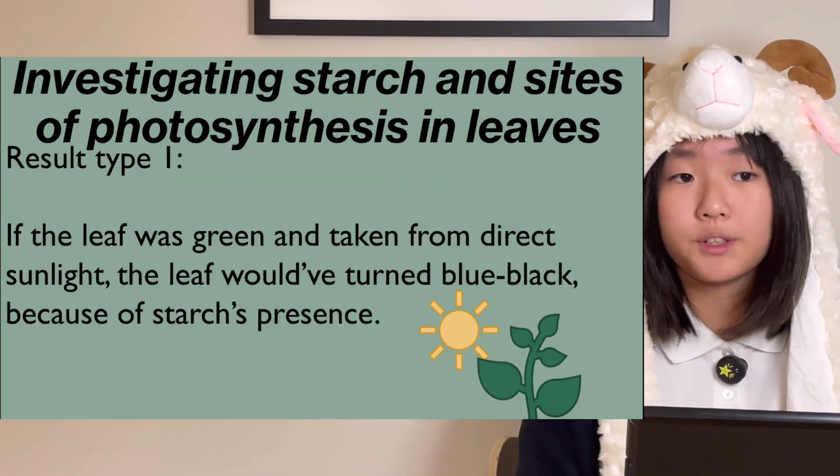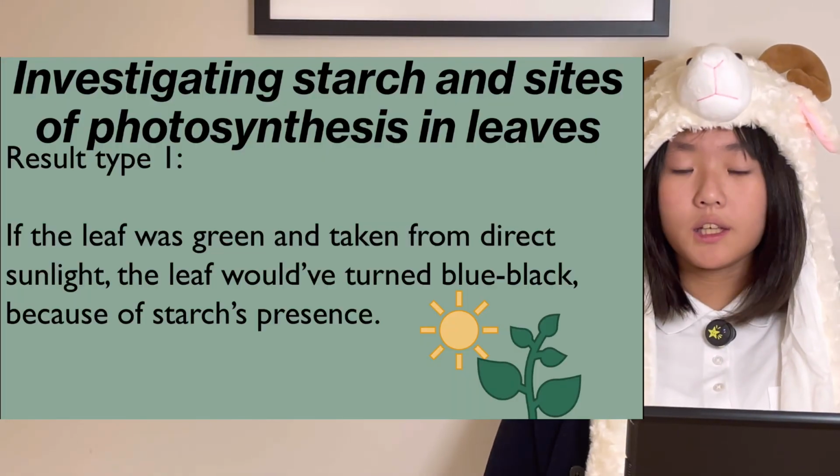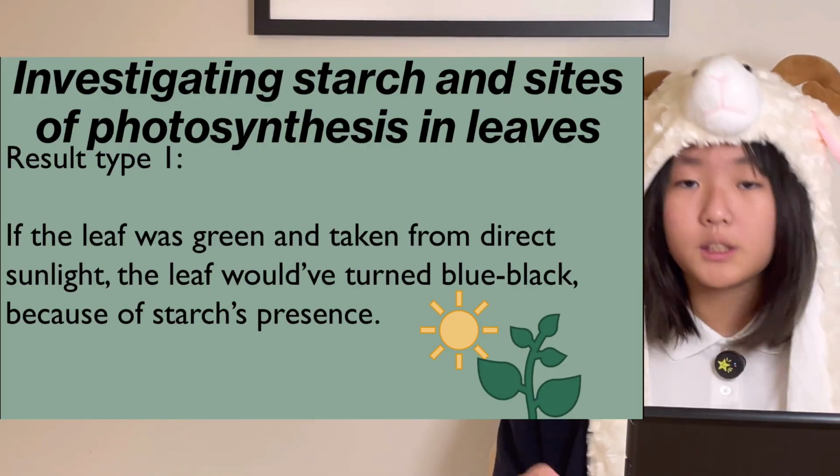There are 3 types of results that you can get. The first type is if the leaf was green and taken from direct sunlight, the leaf would have turned blue-black, all of it, because of starch's presence.